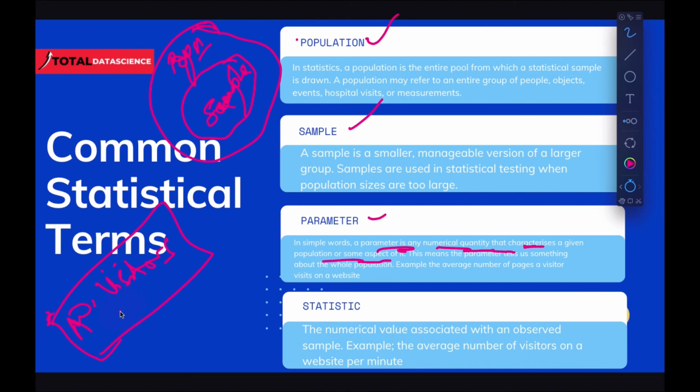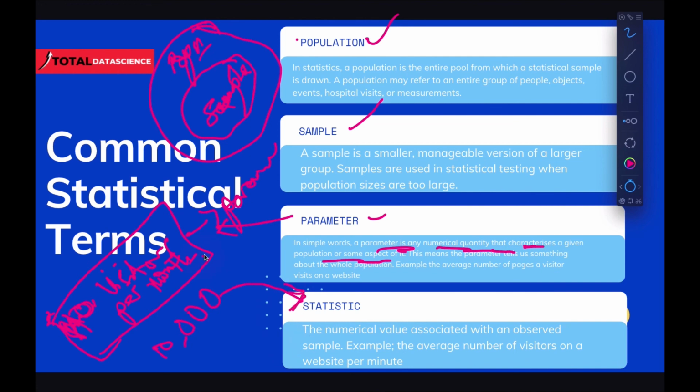Now, if you find out the number of visitors that come to your website, maybe per minute or maybe per month, right? Maybe what you're interested in is the number of visitors that come to your website per month. That becomes your parameter, that's the parameter we're talking about. Now, if you find out the number of visitors that visit your website per month, you may find that maybe 10,000 visitors come to your website. This 10,000 becomes the statistic. Okay, that's the statistic over here.